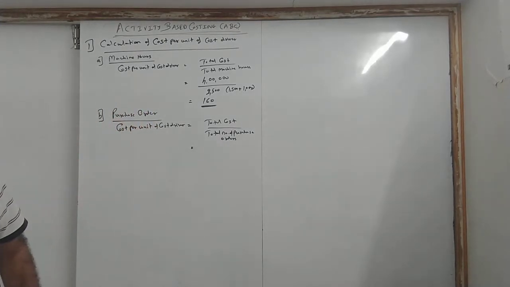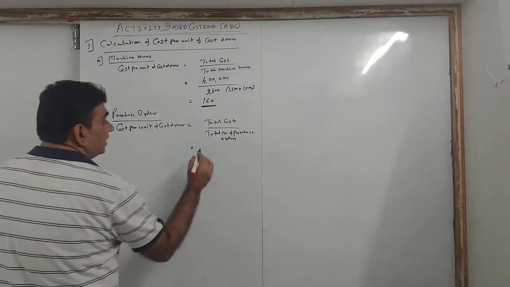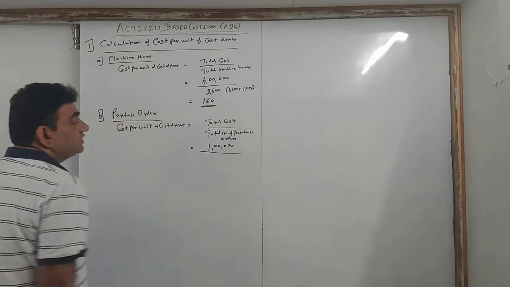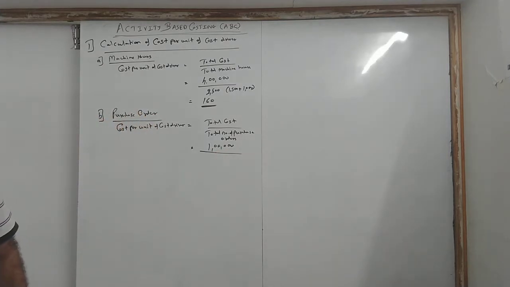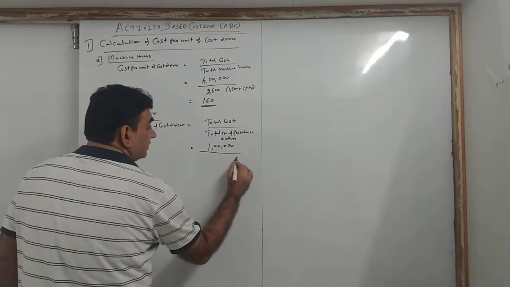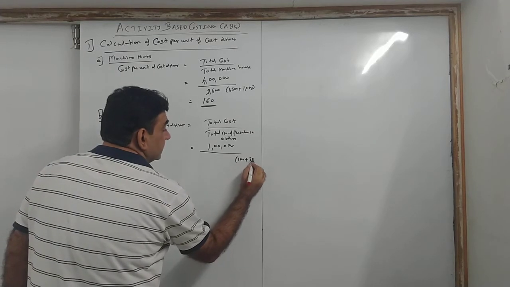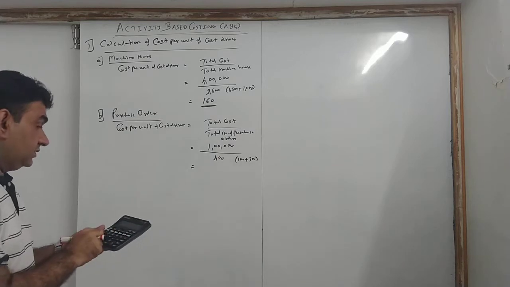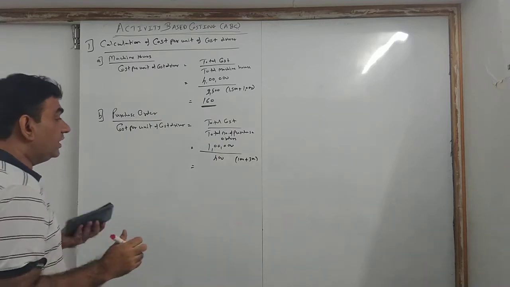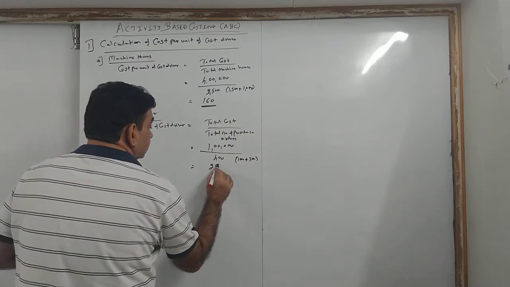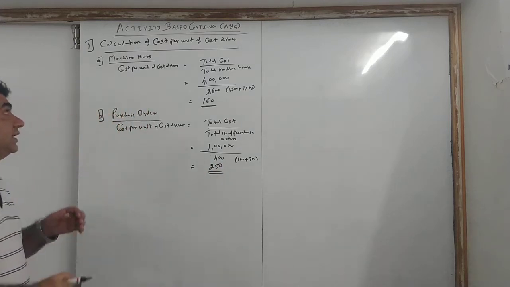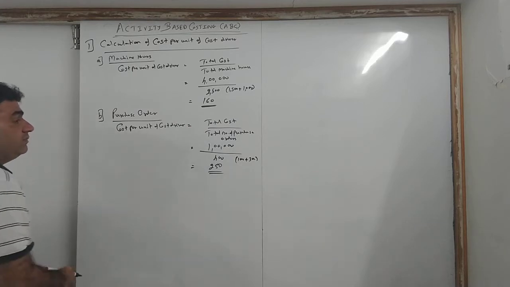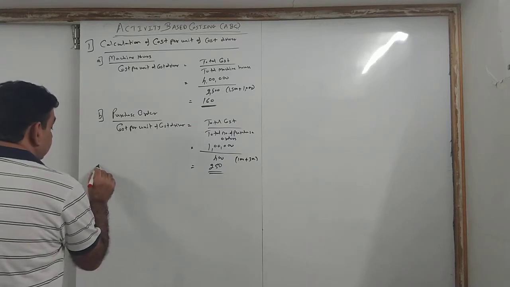Now see, how much is my cost of purchase order? 1 lakh. And what is my number of purchase orders? Add both, 100 plus 300, that gives me 400. So 1 lakh divided by 400, that gives you 250. Okay? So cost per machine hour 160, cost per purchase order 250.